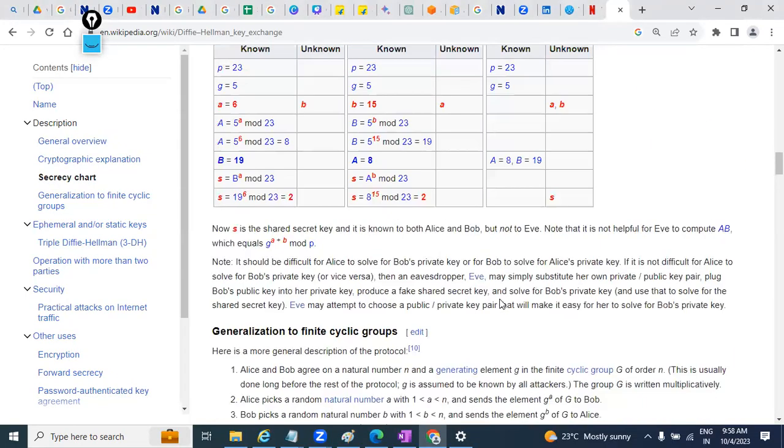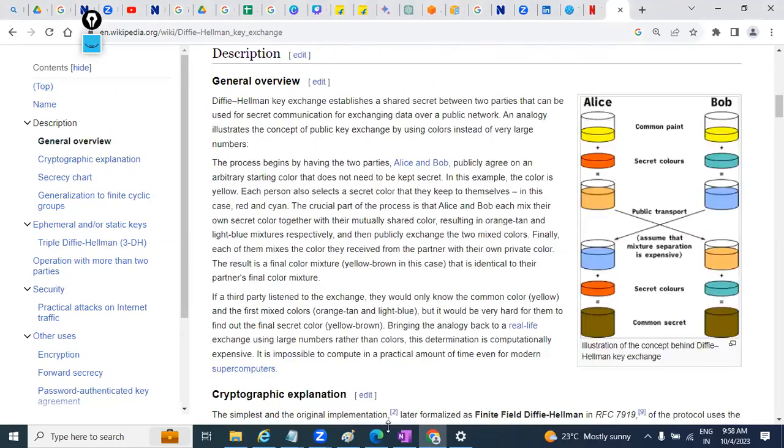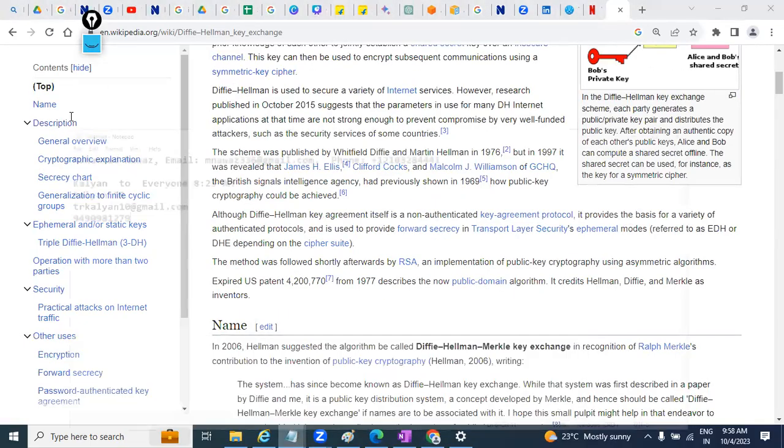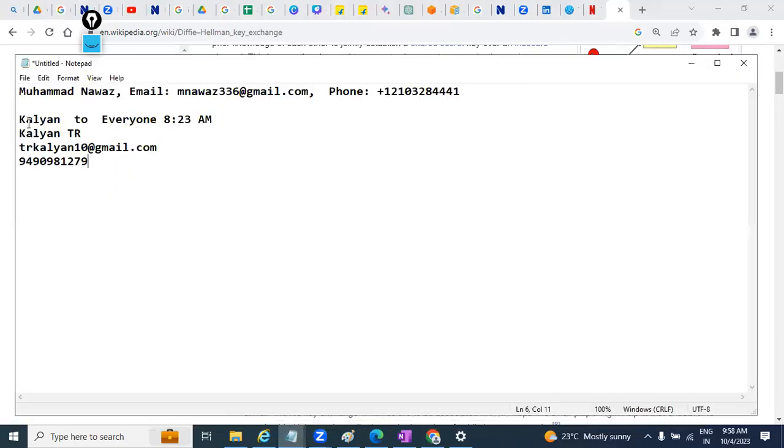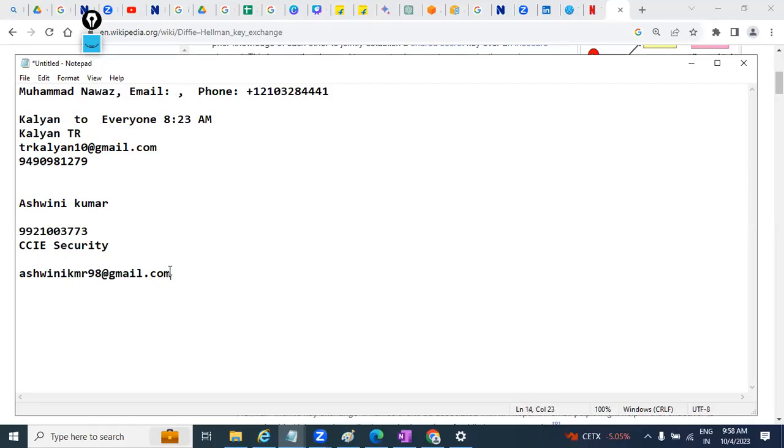Yes, sir. Please share the drives, sir. Yes, I have copied your names already. One is Nawaz and second is Kalyan. Two guys, right? One more, maybe. Ashwini is also there. Got it, guys. I'll share the drive access within another 5 minutes. And also, sir, please share the AWS drive. Correct. I'll share it, don't worry. Okay, thank you, sir. Have a good day, sir.